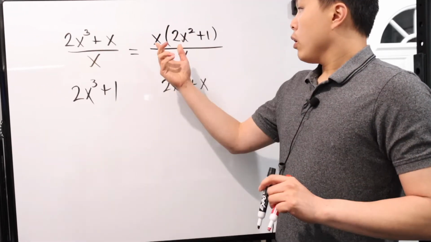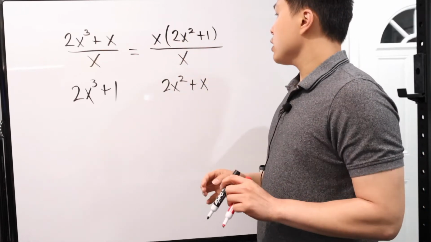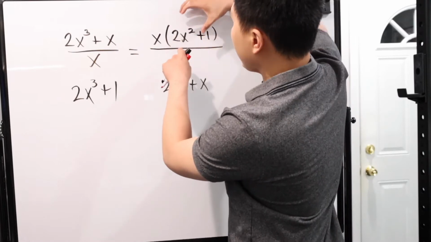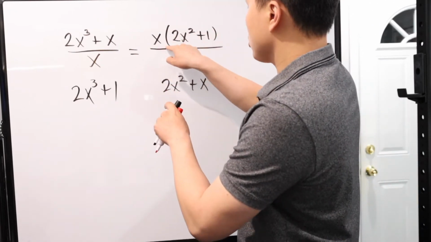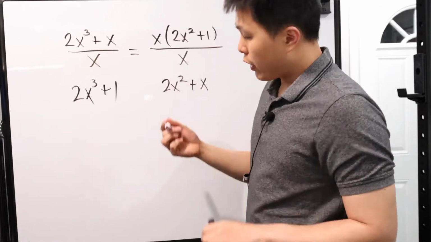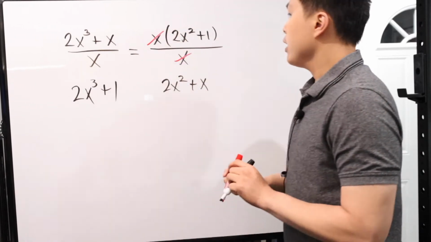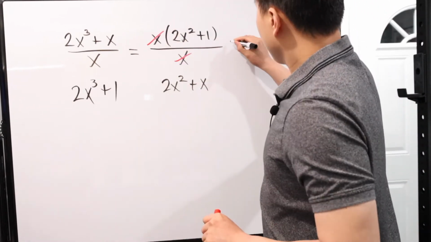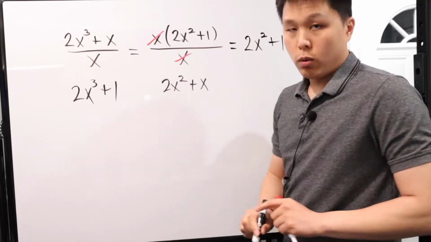Now, these are all multiplication. While inside the parentheses itself there is a plus sign, when you're looking at the entire expression itself, they're all multiplication. And since this is a multiplication, and you have the x at the bottom, now you can finally simplify. Top and bottom, same thing, gone, gone, right? And so right here, we have 2x squared plus 1.